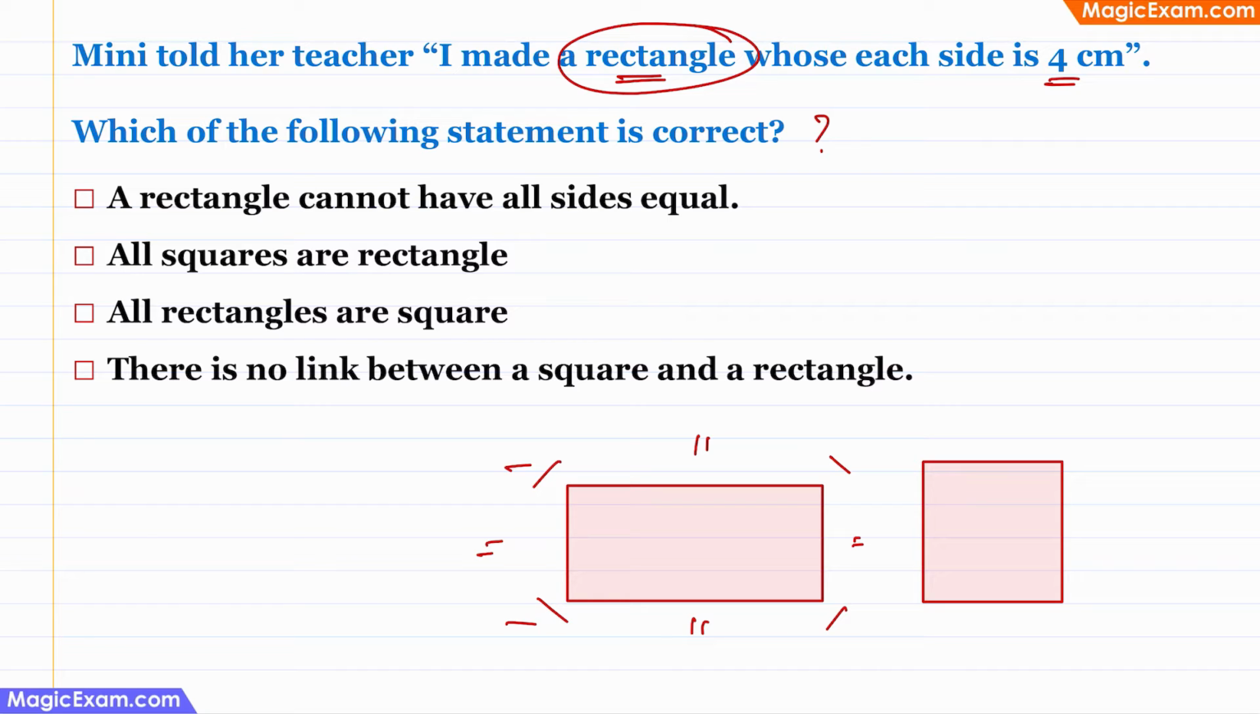And if you look at a square, again, the opposite sides are parallel to each other. It has 4 sides and it has 4 right angles. Therefore, a square is nothing but a rectangle where all the sides are just equal to each other. That's it. Therefore, all squares are also rectangles. Therefore, the option 2, which says all squares are rectangles, is a correct statement. So option 2 is the answer here.